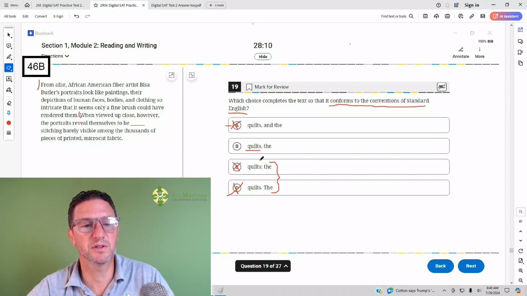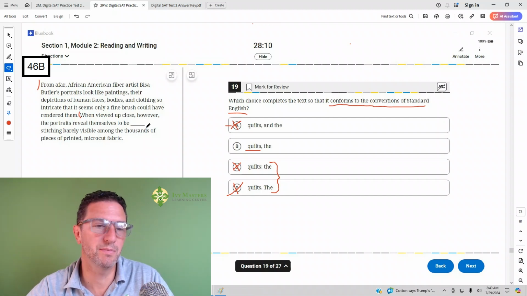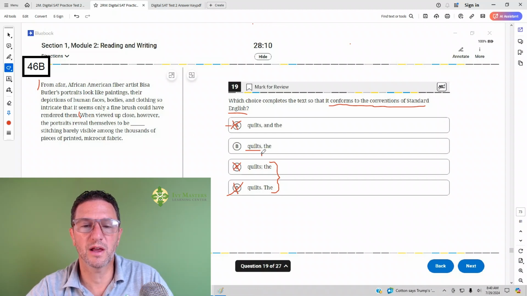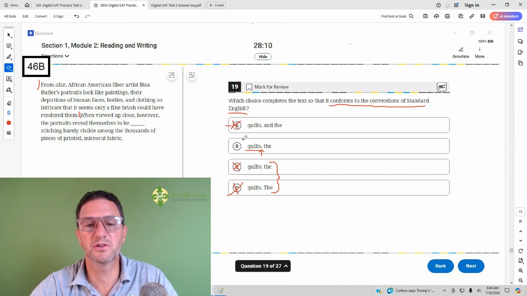The stitching barely visible among thousands of pieces of printed microcut fabric. Really, it's describing the quilts viewed up close and what the portraits reveal themselves to be. All you need is a comma after that, and then you could have the appositive, not an independent clause. It's just describing or clarifying what was stated immediately before it. And you could have had a comma here, a dash here, if you're bringing more emphasis, or you could have had from the to the end of the sentence between parentheses. All of those would have been acceptable. B is your correct answer.